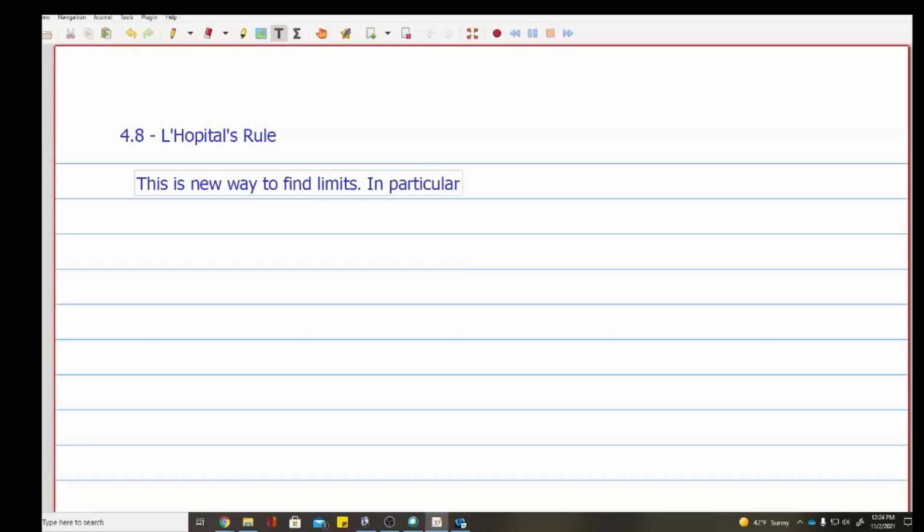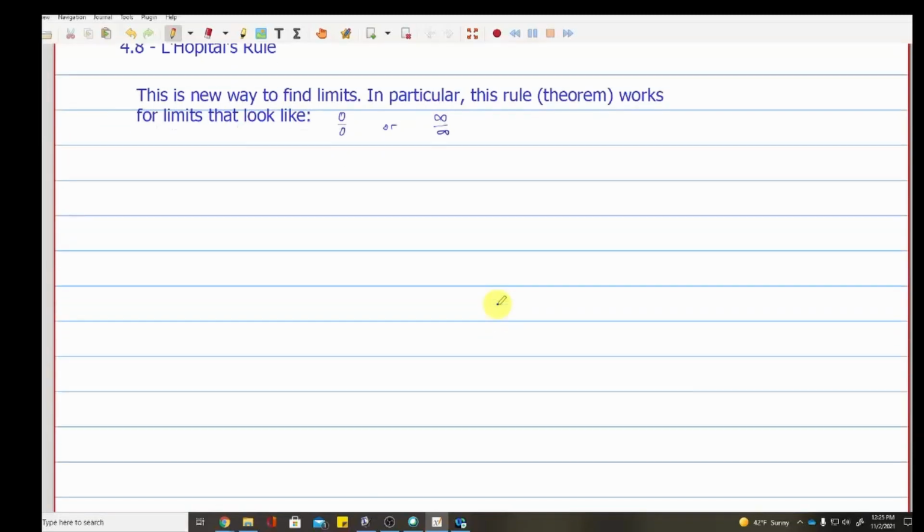In particular, this rule or theorem works for limits that look like either 0 over 0 or infinity over infinity. So this isn't going to be something that's set up to work with just any limit that we run across right away. But as we'll see in some of the examples, sometimes we can force a limit to kind of fit one of these two forms.